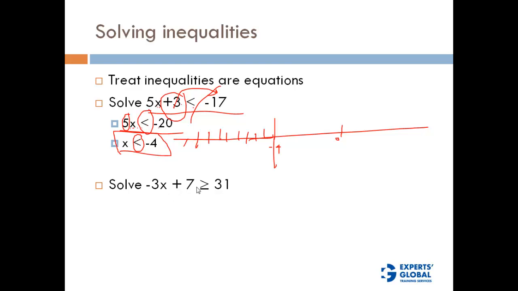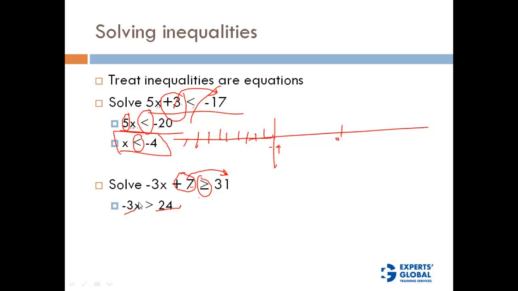Okay, now let's look at this example. Minus 3x plus 7 greater than or equal to 31. Don't worry about this sign, it doesn't really matter. First of all, what we have to do is get rid of this 7. So we will have to subtract 7 from both sides. We are adding or subtracting a number, so this sign will remain the same. So we get minus 3x, this 7 goes here, becomes minus 7. So 31 minus 7 is 24. So we get minus 3x greater than or equal to 24.